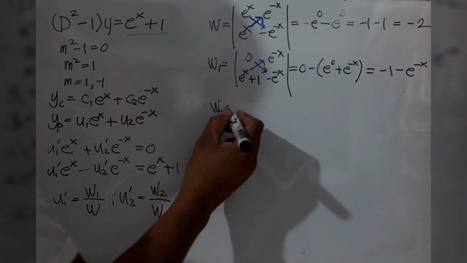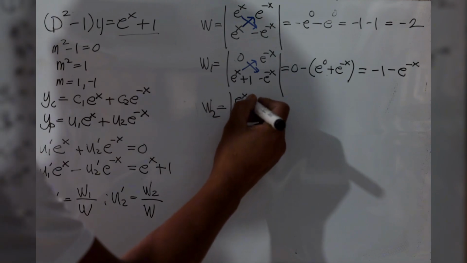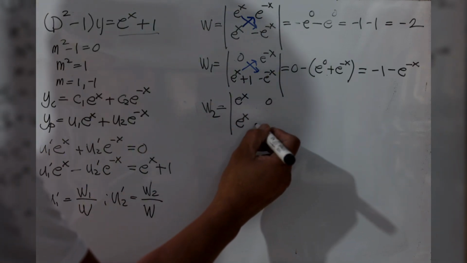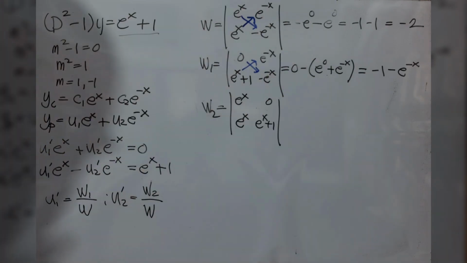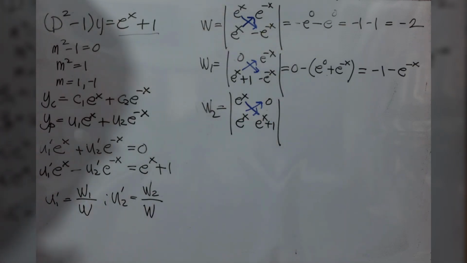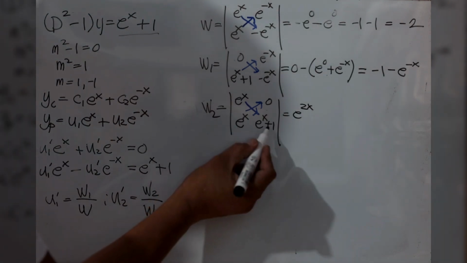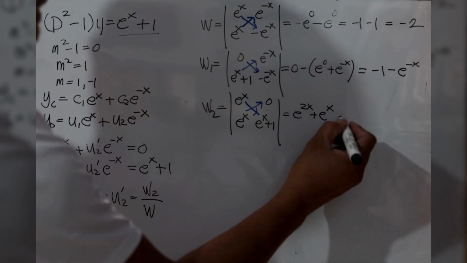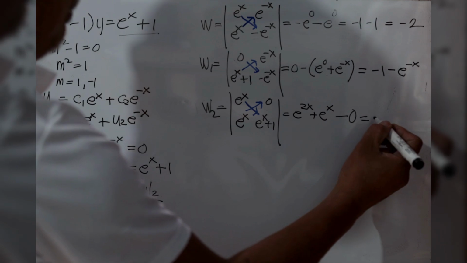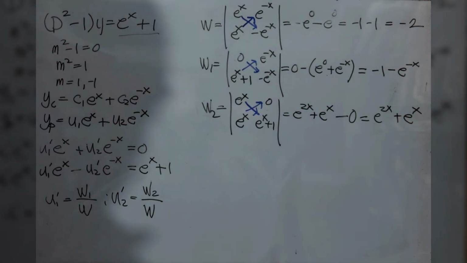W sub 2 equals, we copy the first column, and the second column will be this one, 0, e to the x plus 1. And then we get the difference of these products, this minus this. So this times this is e to the 2x. This times this is e to the x minus this times this, which is 0. So our w sub 2 is e to the 2x plus e to the x.